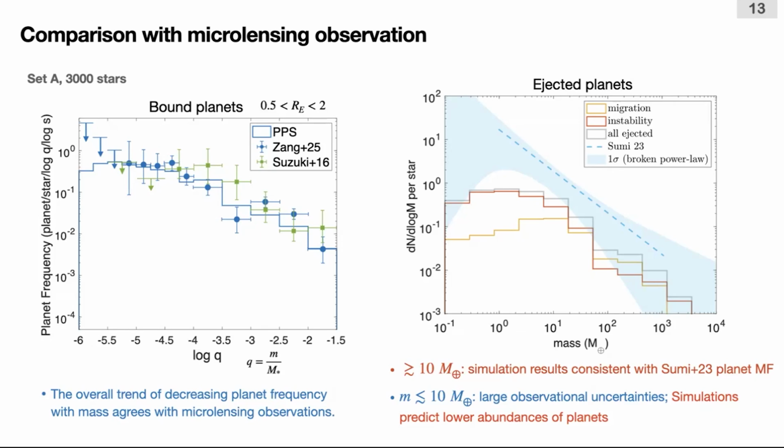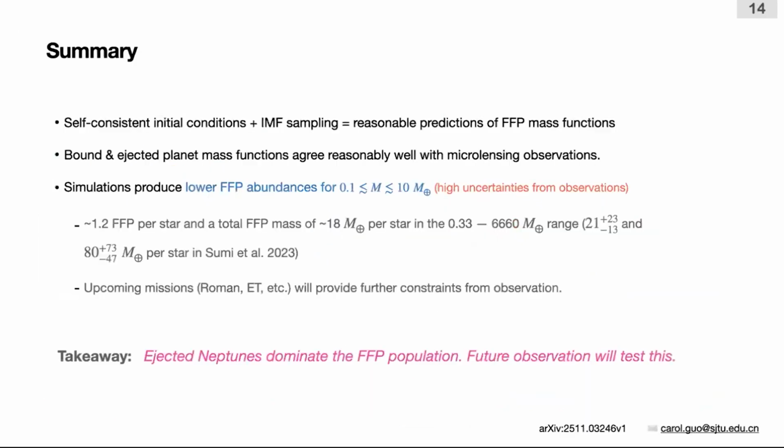And we see that for the mass range larger than 10 Earth masses, our simulation results actually agree pretty well with the power law mass function. But for planets smaller than 10 Earth masses, our simulations predict a relatively flat distribution, and the absolute values are a bit smaller than the observation.